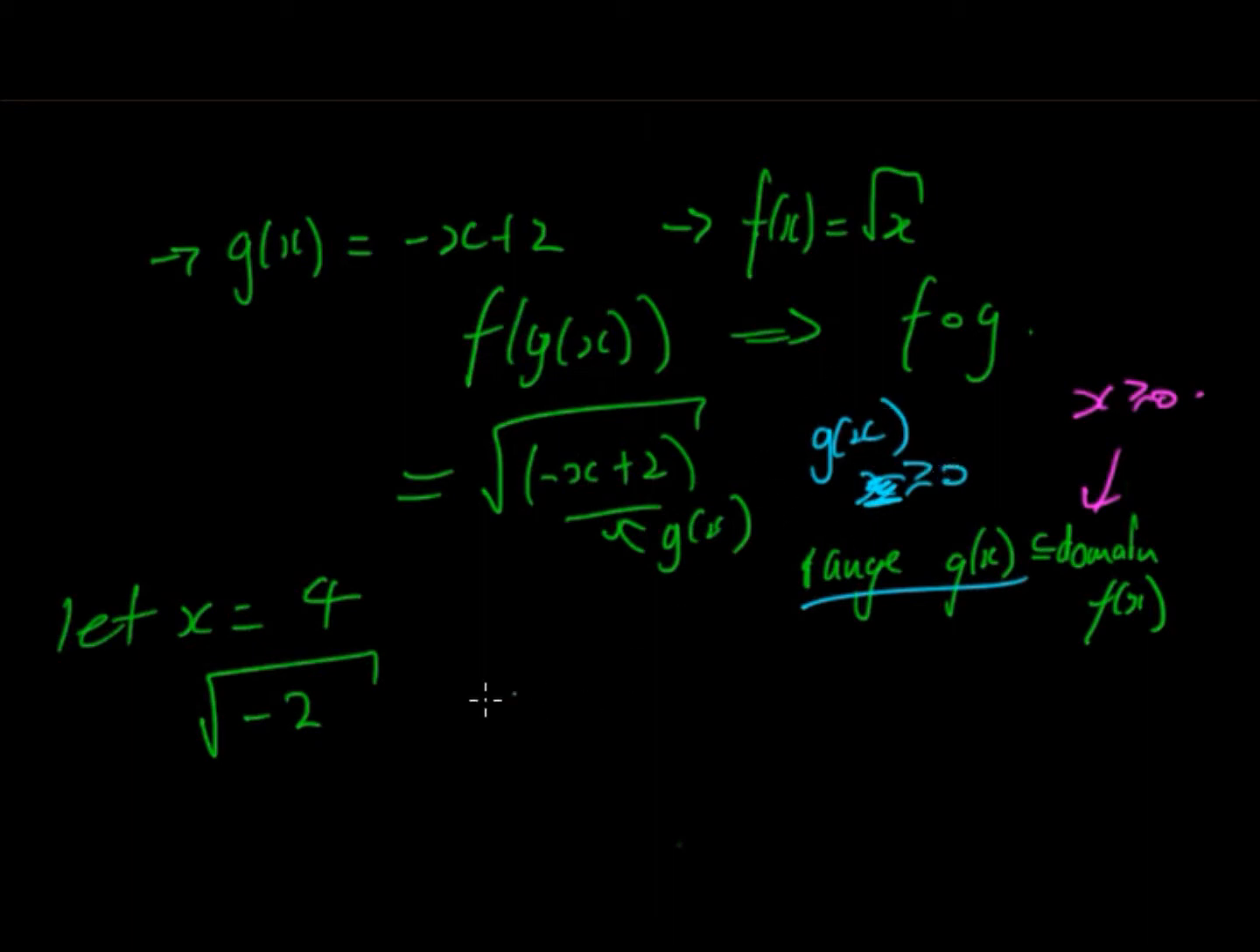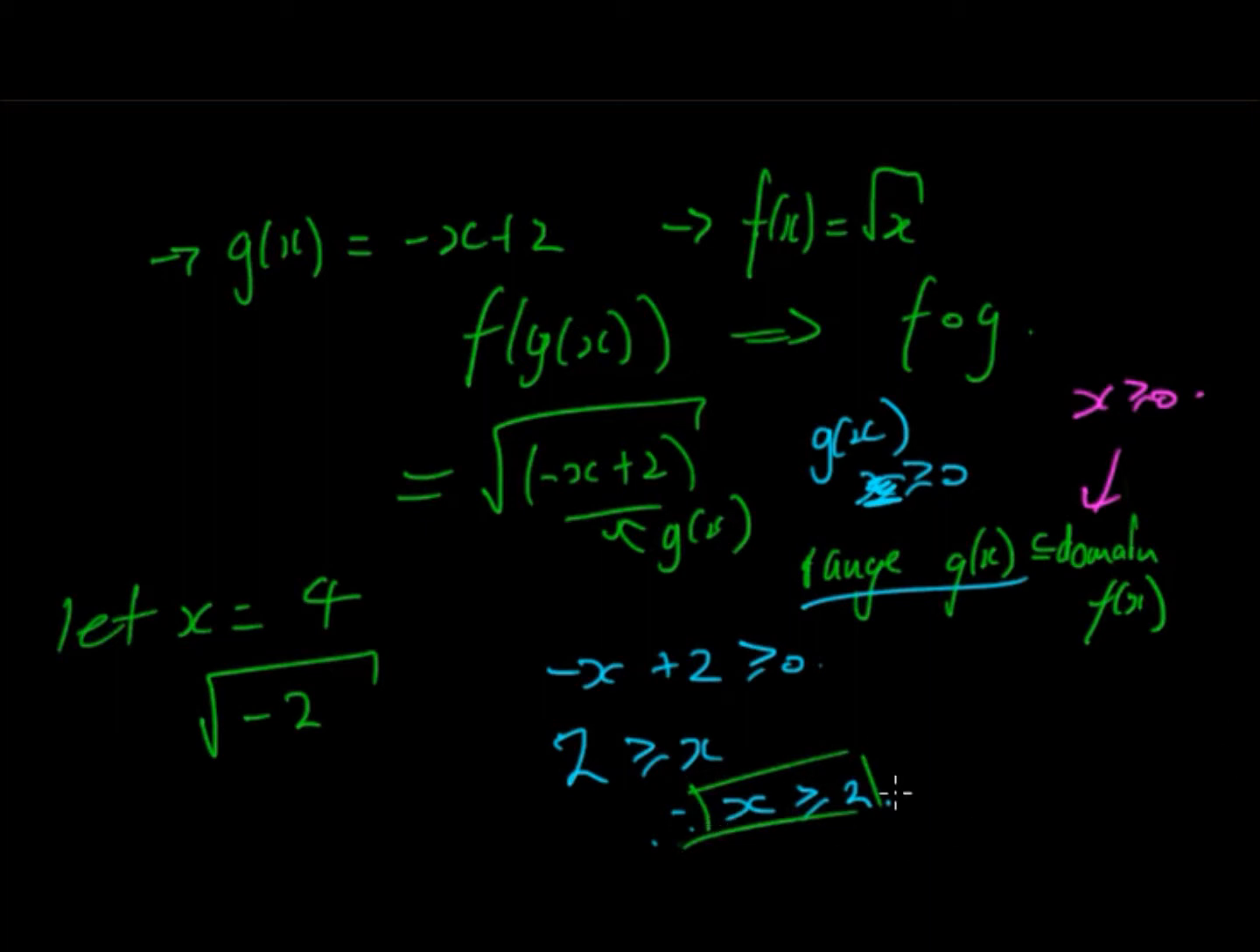We want to know for what x values this occurs. So we want negative x plus 2 to be greater than or equal to 0. Now we can add x to the other side, and we get 2 has to be greater than or equal to x, so x has to be less than or equal to 2. Now, this is what I mean by restricting the domain. If we restrict the domain to x less than or equal to 2, then the range of g(x) has also been restricted. So now the range of g(x) has to be a subset of the domain of f(x), so now this composite function exists.